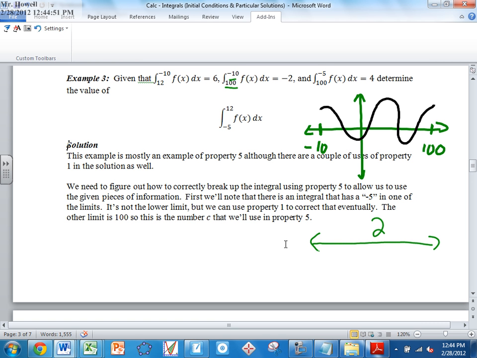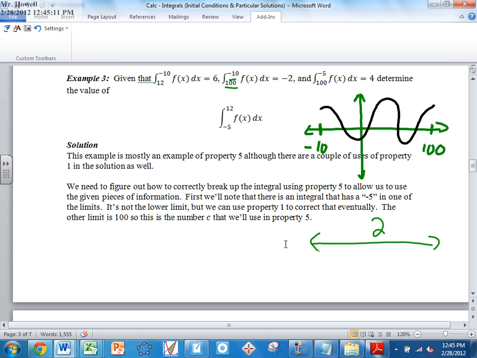Next, look at the beginning part here. What does this tell me? The integral from where to where is what? Use lower to upper. Switch them if you have to. Very good. The integral from negative 10 to 12, so switch them up, is really negative 6. Agreed? Negative 10 to 12.